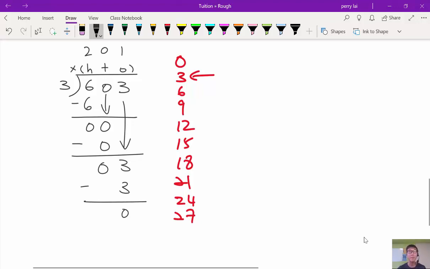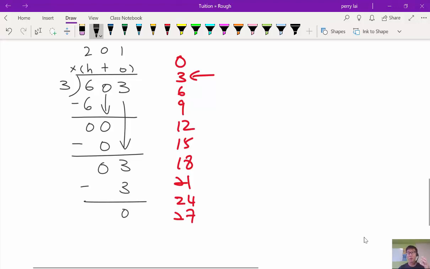So notice I keep saying how many hundreds can I put into 6? So 2 hundreds. How many tens can I take out from 0? 0 tens. How many ones can I take out from 3 ones? So I'm always using the terms of hundreds, tens, and ones.